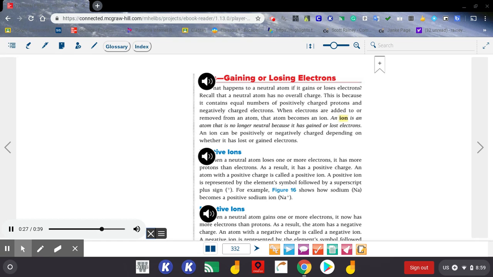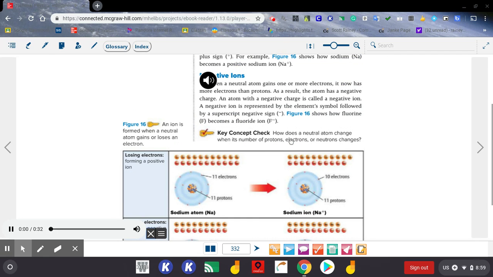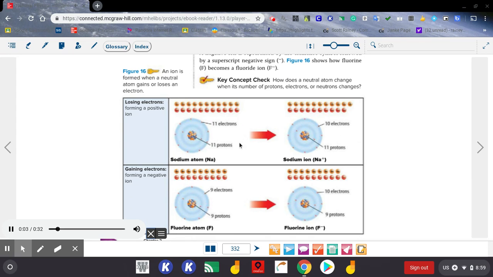An ion is an atom that is no longer neutral because it has gained or lost electrons. An ion can be positively or negatively charged depending on whether it has lost or gained electrons. Positive ions. When a neutral atom loses 1 or more electrons, it has more protons than electrons. As a result, it has a positive charge.